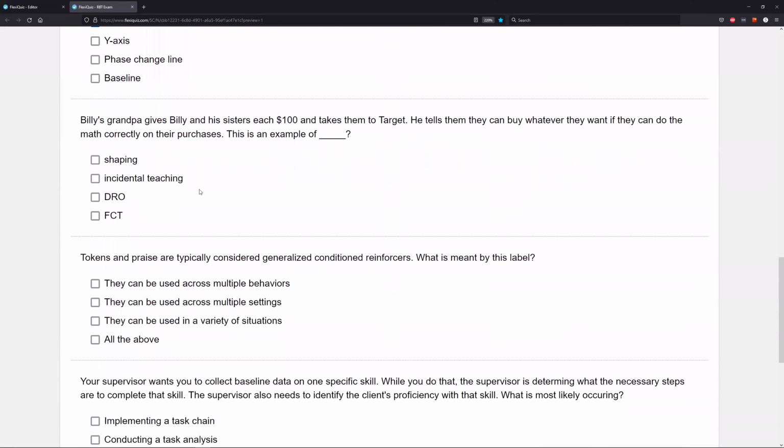Billy's grandpa gives Billy and his sisters each $100 and takes them to Target. He tells them they can buy whatever they want if they can do the math correctly on their purchases. This is an example of what?